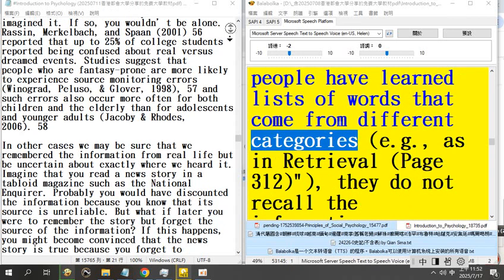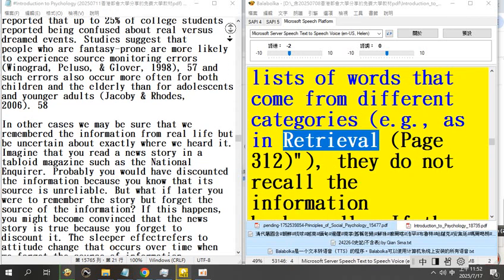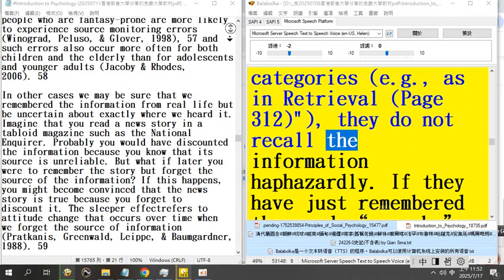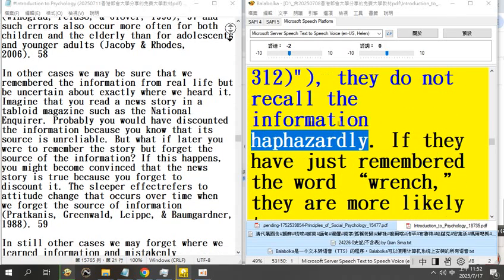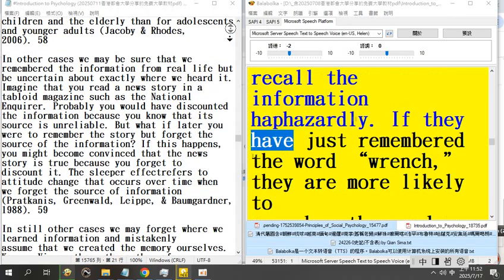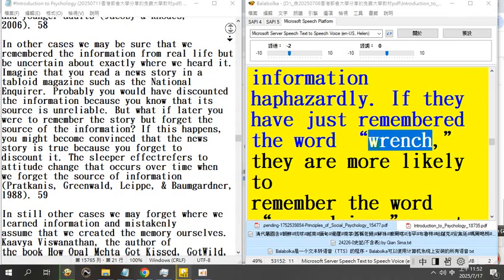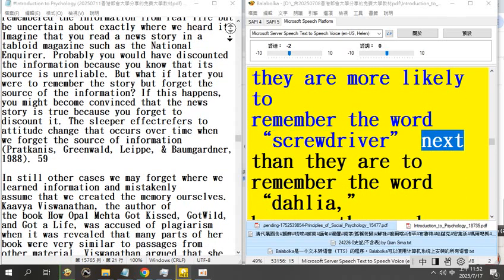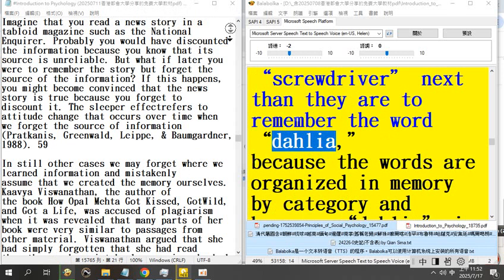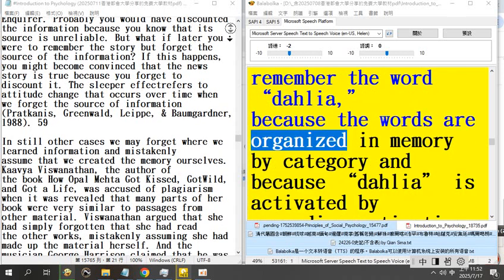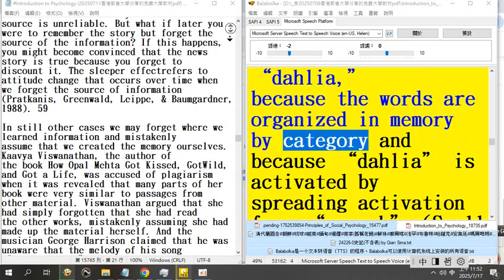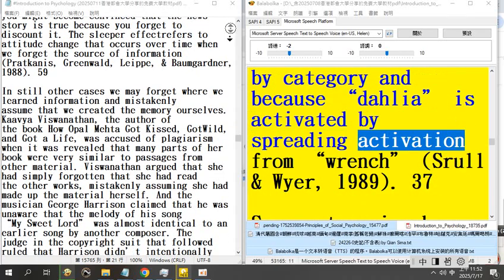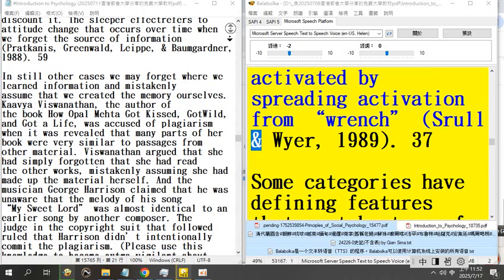categories, for example, as in retrieval, page 312, they do not recall the information haphazardly. If they have just remembered the word wrench, they are more likely to remember the word screwdriver next than they are to remember the word dahlia. Because the words are organized in memory by category and because dahlia is not activated by spreading activation from wrench. Srull and Wyer, 1989.